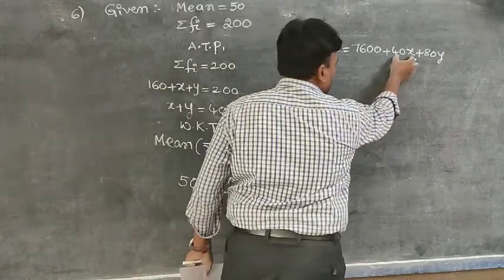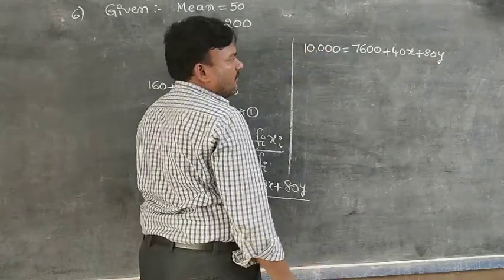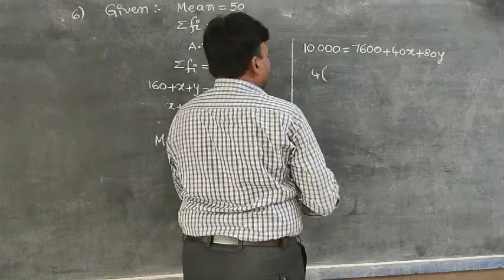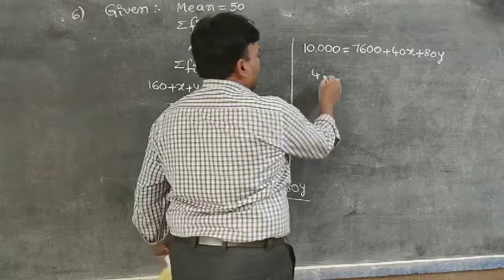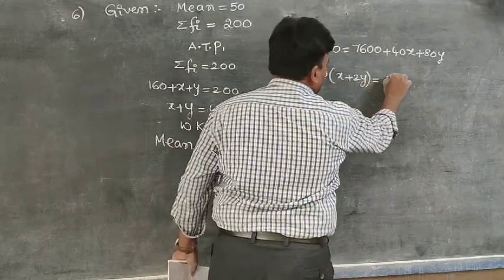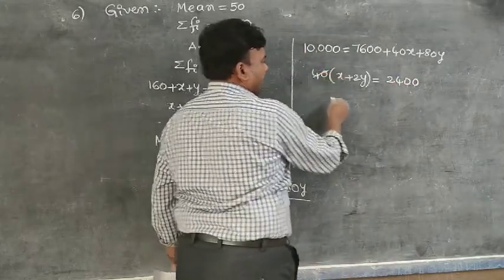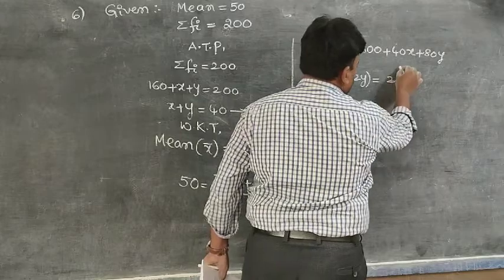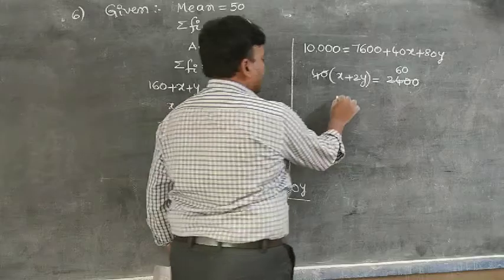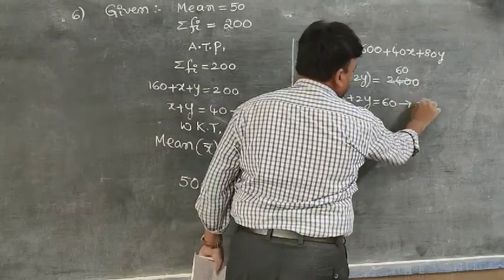Right. Here 40x plus 80y, in both terms 40 is a common factor. 40 of x plus 2y equal to 2,400. 40 times 60 are 2,400. Then x plus 2y equal to 60, which is equation number 2.